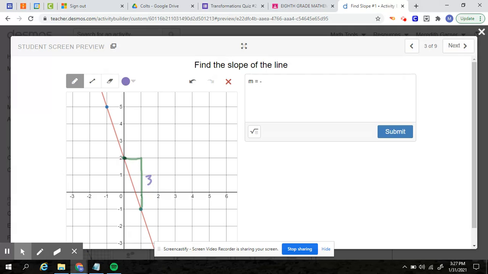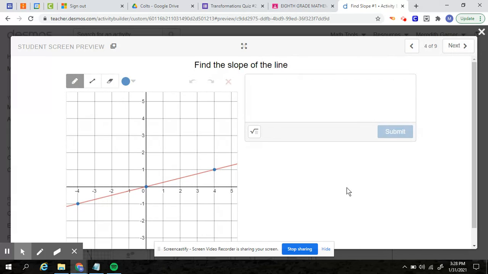And then how much does it run? So how much does it go sideways? 1 box. So our slope, we already said it's negative, is 3 over 1, which remember 3 divided by 1 is just 3. So our slope here is negative 3. For every 3 boxes it goes down, it's going to go over 1 box.